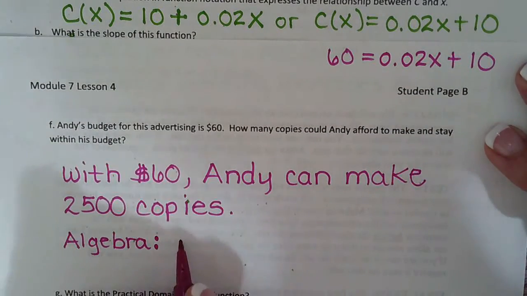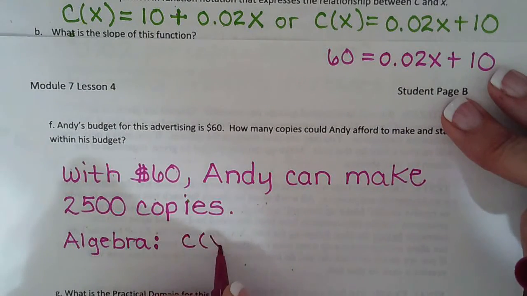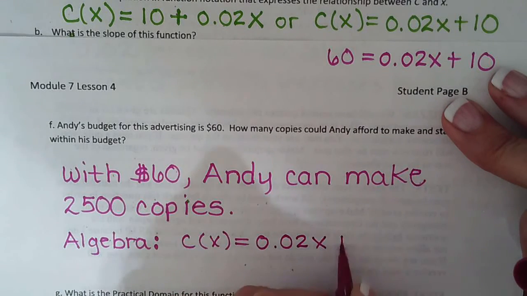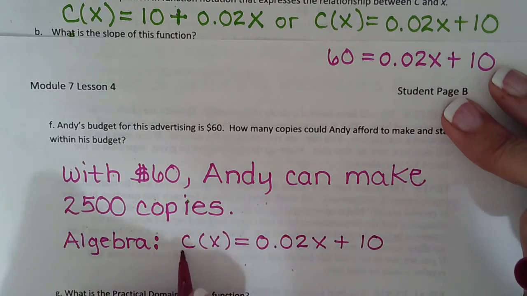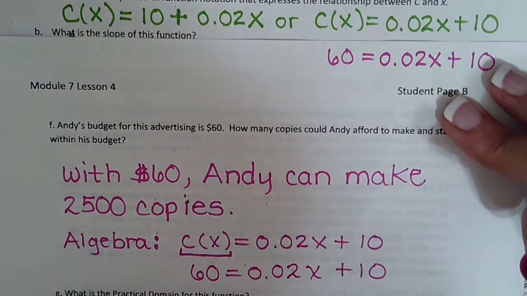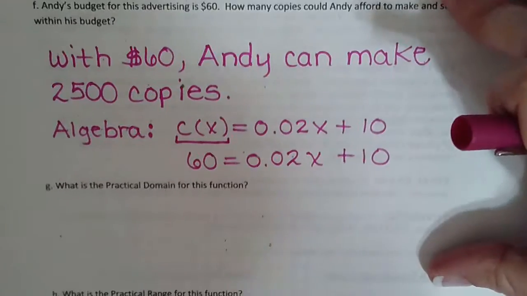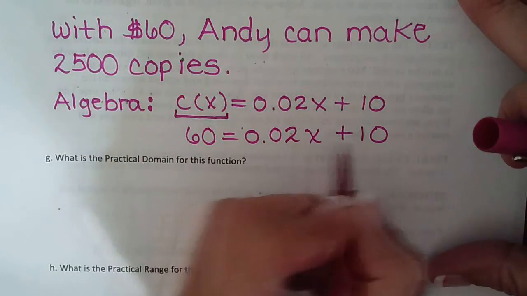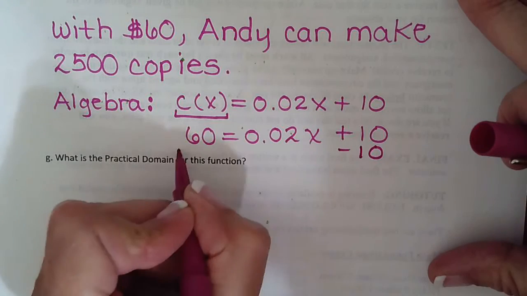Let's go ahead and write that down. So in place of C of X, I'm going to put in 60 because that's the cost. And then I'm just going to solve this equation and verify that I get the same answer. So my X has to be alone. That means everything else needs to be moved to the other side. So I'll keep the X on the right this time since it's already there.